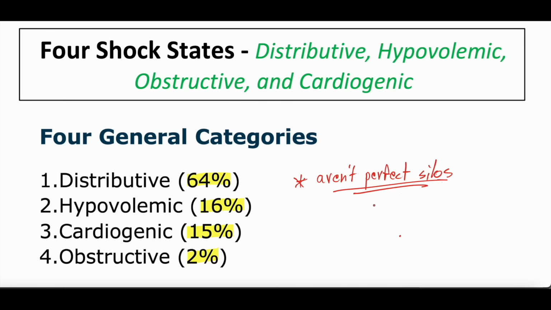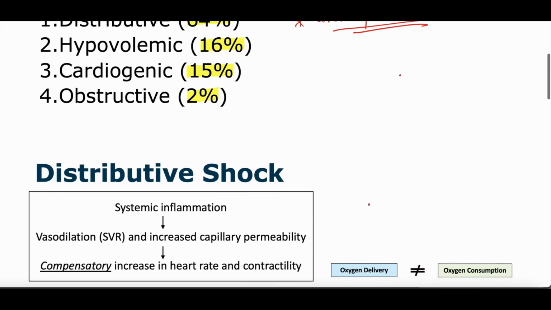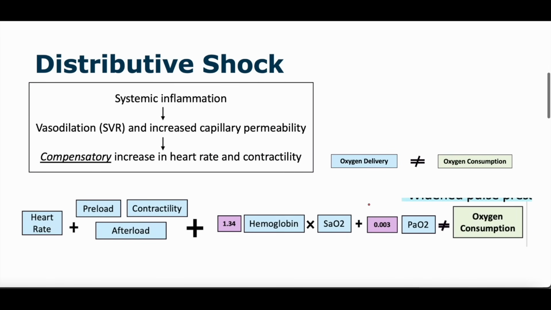So we use these 4 general categories to help us understand shock, but it's not perfect. Things are not totally uniform within each specific category. So to start, distributive shock. What is going on? What is distributive shock?